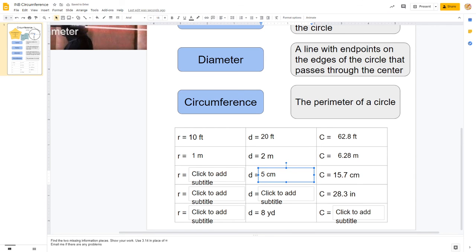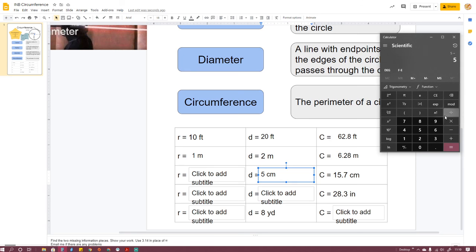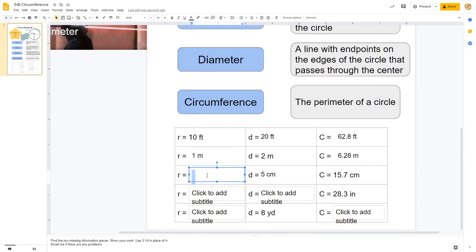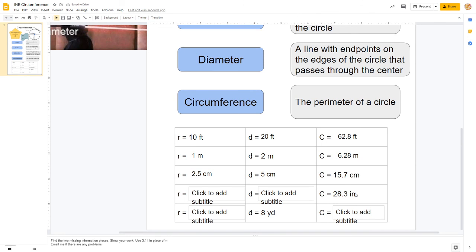And then to find the radius, we divide 5 by 2. And we get 2.5. And I gotta remember that cm. Now you do the same for the last two.